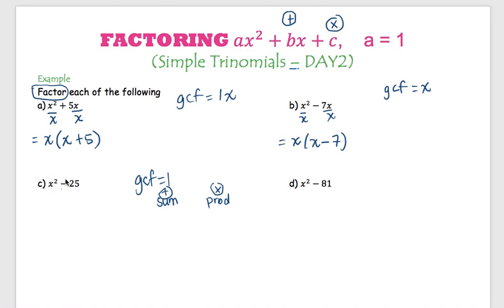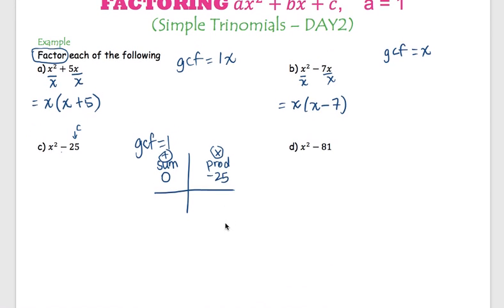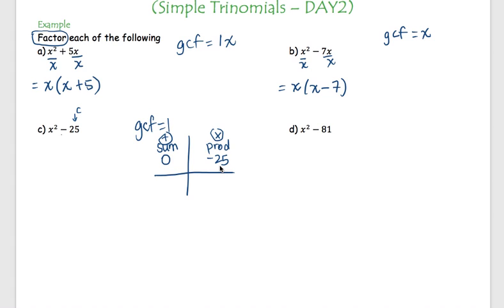So in this case, hopefully you can recognize that the x term, the one in the middle, is missing, okay? So that one is 0. And then here, this is your C, so that is your product value. Our conditions are you have to multiply to get -25, but you have to add to make 0. Okay, so that's the condition.